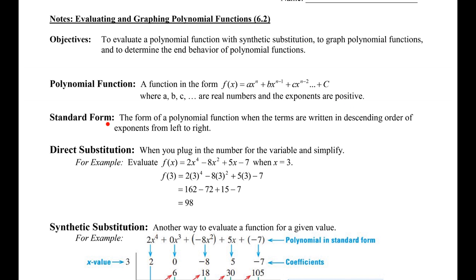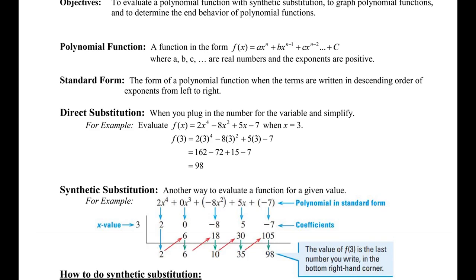Standard form is the form of a polynomial function when the terms are written in descending order of exponents from left to right. Direct substitution is what you're used to seeing when you plug in a number for the variable and simplify. For example, when I want to know what this polynomial is equal to when x equals 3, I plug in 3 anywhere I saw an x, and then we go through and simplify.